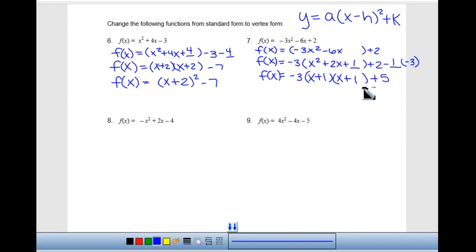Okay, so now we're ready for this last step. All we have to do is take our 2 parentheses and combine them into a single parentheses squared.